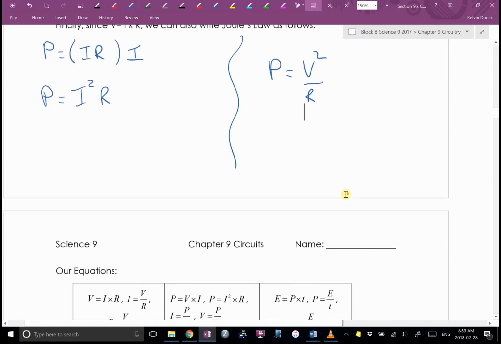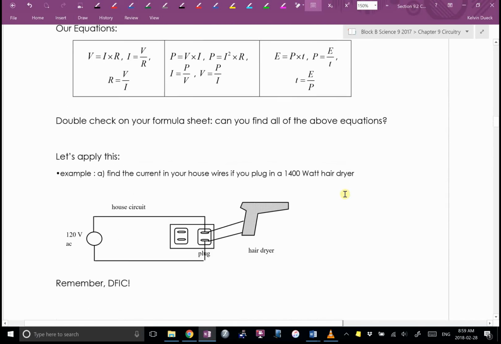Let's apply some of this. So here are our equations. I wrote double check on your formula sheet. Can you find all of the above equations? They should be in a box there, yes? So you know where they are?